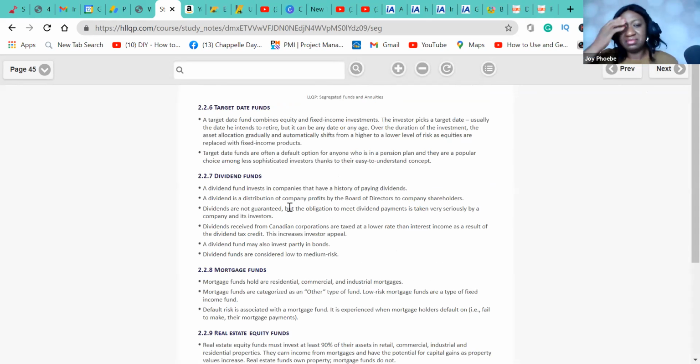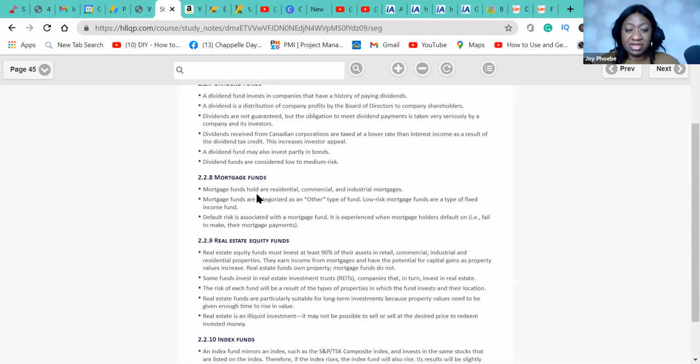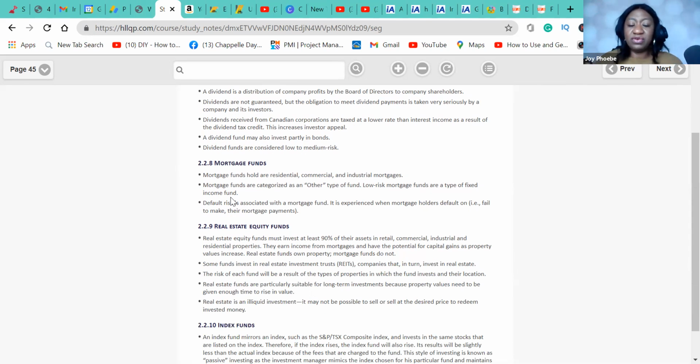target date funds. Target date funds combine equity and fixed income investment, and the investor picks a target date, usually the date intended to retire, but it can be any date at any age over the duration of the investment. Interesting. Dividend funds invest in companies that have a history of paying dividends. A dividend is distributed by the companies' boards of directors to shareholders. So these are funds that pay dividends. There are funds that we invest in that pay dividends. And then there are mortgage funds. Mortgage funds are funds that invest in real estate mortgages, right? No, sorry.